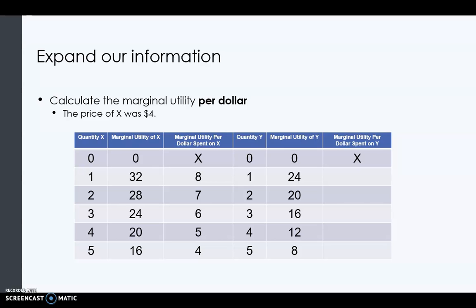Then we're going to do the same thing for product Y, which has a price of $2. So go ahead and pause the video and fill in that MU over P column. MU over P, that's marginal utility, that's your MU, over dollars spent, that's the price, MU per P for quantity Y. Pause the video, and we'll come back in just a moment.